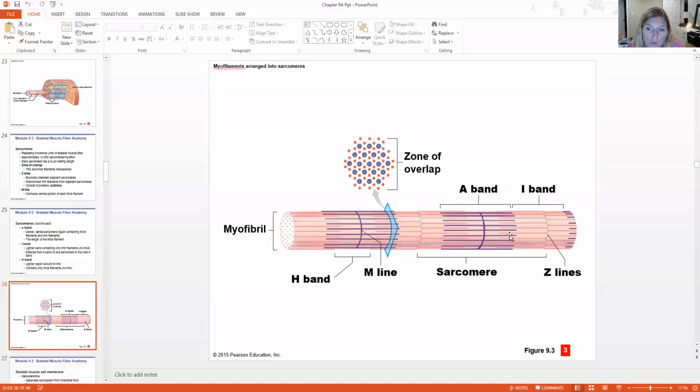We have the zone of overlap where our thick and thin filaments are overlapping. The I band only contains thin filaments, or light. The A band contains all of the area where the dark, thick bands are, and the H band is just the thick filaments in the very middle.